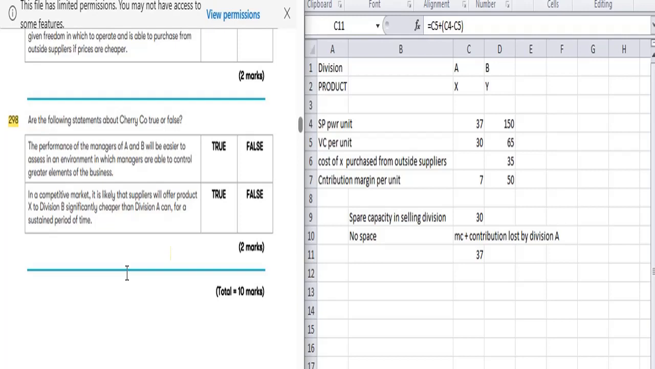Okay, so next, are the following statements about Cherry Company true or false? The performance of the manager of A and B will be easier to assess in an environment in which managers are able to control a greater element of the business.